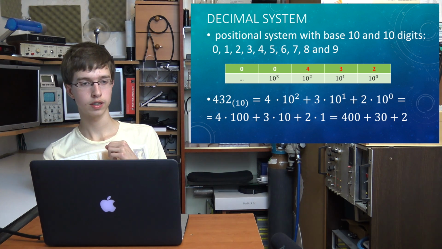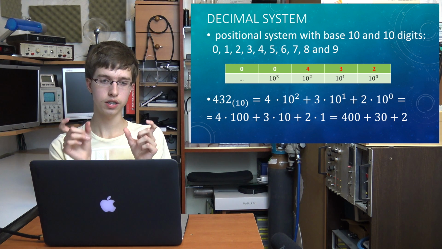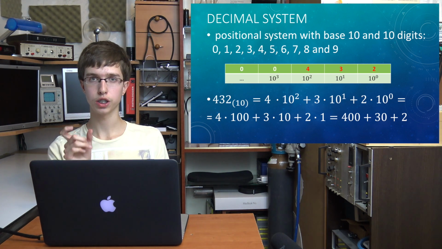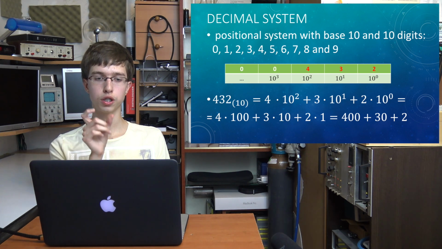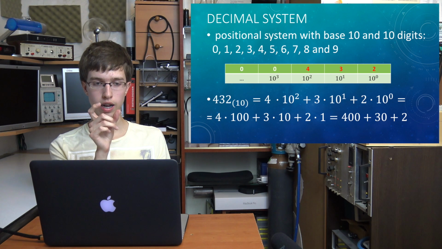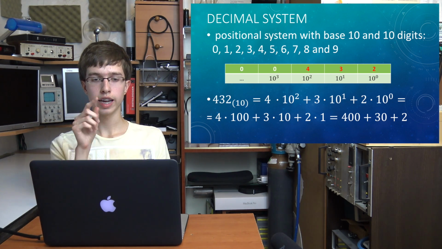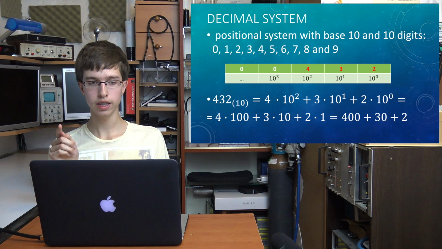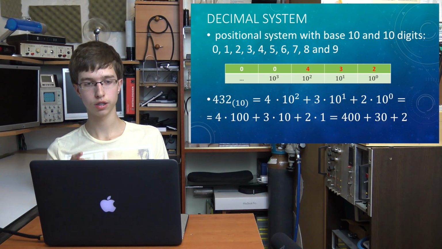We have this example of decimal number 432, and each of these digits has its place, its position. 2 is on the position of ones. 3 is on the position of tens, 4 is on the position of hundreds, and so on. And these ones are actually 10 to the 0th power, which is 1. Tens are actually 10 to the first power, which is 10. Hundreds are 10 to the second power, which is 100, and so on.